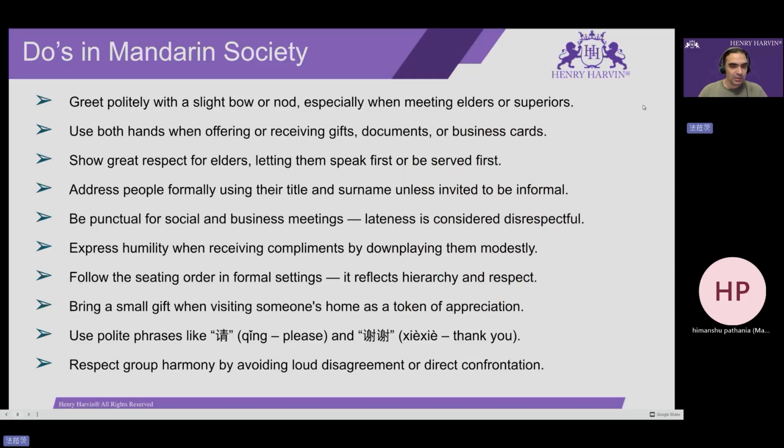So be punctual for social and business meetings as well, because lateness is considered very disrespectful and impolite, and it's not really appreciated in a Chinese speaking society. And then we have another very important point: express humility when receiving compliments by downplaying them modestly.